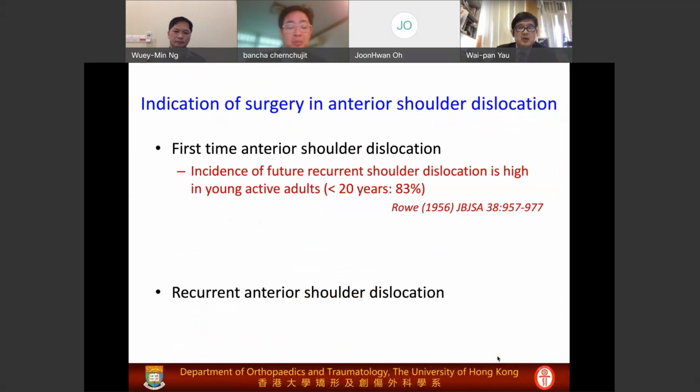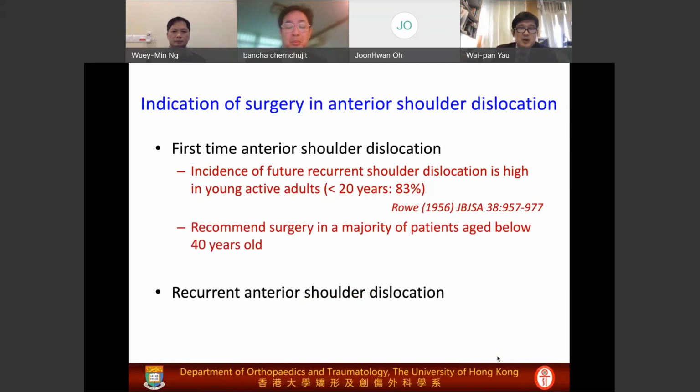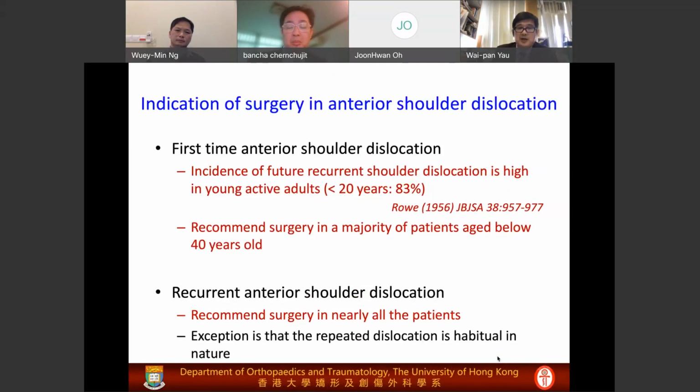So for me, I divide the cases into first-time and recurrent. For first-time dislocation, from the literature I know that young guys are active and prone to recurrent dislocation, at least 80% or even more. I nearly always recommend surgery for those below 40 years old. For recurrent shoulder dislocation, we know that nearly all go on to a third, fourth, or even fifth time. I would recommend surgery for all these patients. The only exception is probably the habitual dislocator.